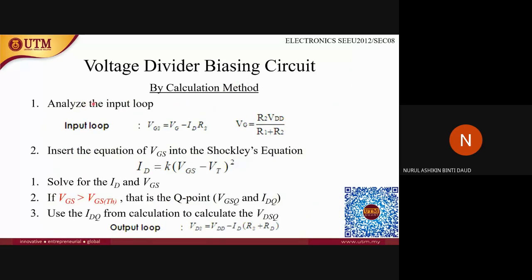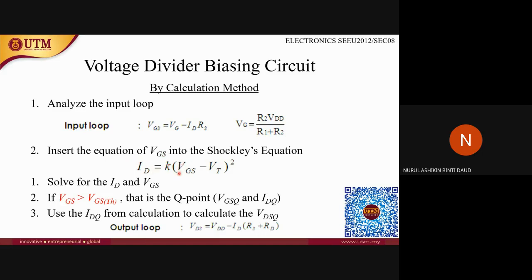first of all, we need to analyze the input loop from just now. Okay, the input loop, which I showed you just now, right? And then insert the equation into the Shockley equation. So this is the Shockley equation. Insert this equation inside here to find the value of ID. When you insert it, you have to rearrange and you will get ID.